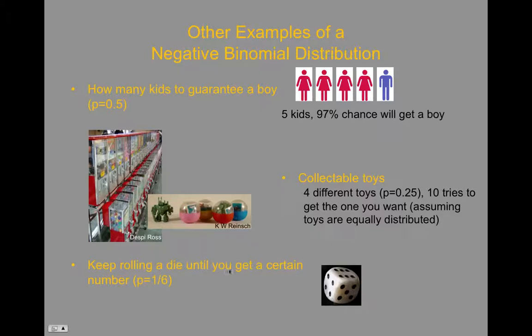What if you wanted to keep rolling a die until you get a certain number, P equals 1 over 6? To do that, again, you use the negative binomial distribution, and you can determine that if you decide you want number 3, and you roll 16 times, there's a 95% chance you'll get that number 3. It might be on the 5th turn or the 8th turn, but you will probably get that number within 16 rolls. So that's the example of using a negative binomial distribution to determine how long you have to quest or fish or mine in WoW, and you can also use this for other things.